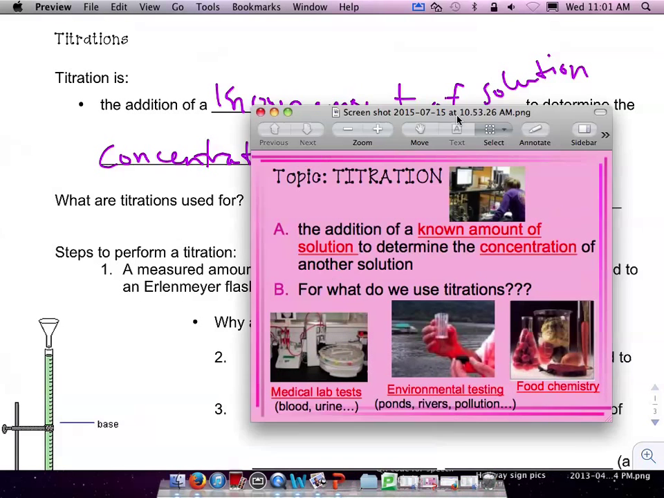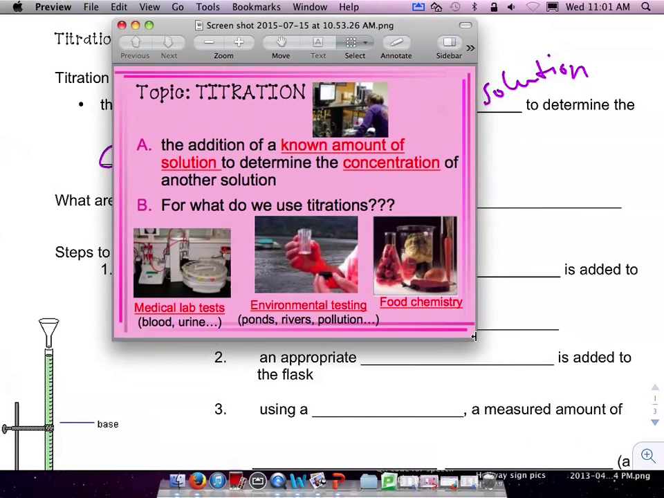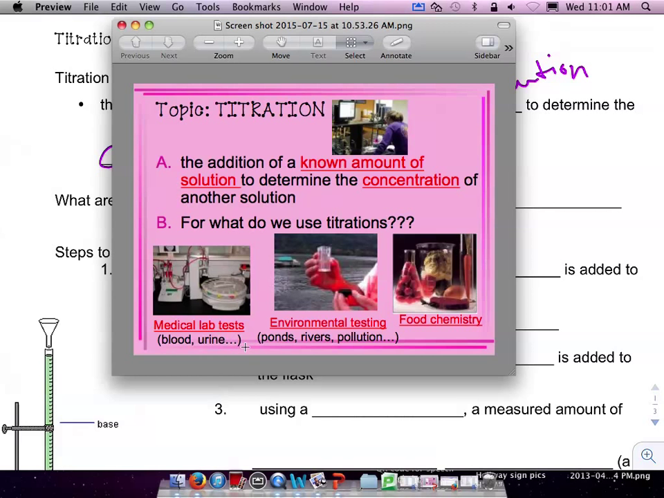Well, let me give you a visual here. It's used for things such as if you are trying to test different solutions. That's usually what it's used for. So it could be medical tests, things like testing human samples of blood or urine to figure out, does it have the right concentration of the chemicals that are supposed to be in there, or does it have an unknown chemical that it shouldn't have, whether it's a drug or a disease or something. It could be used for testing ponds and rivers for pollution things. Again, is there an unknown chemical that shouldn't be in there and there's too much of it and that's causing problems? It could also be used in food chemistry.